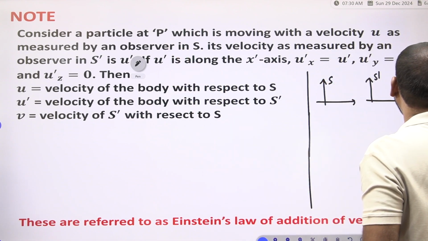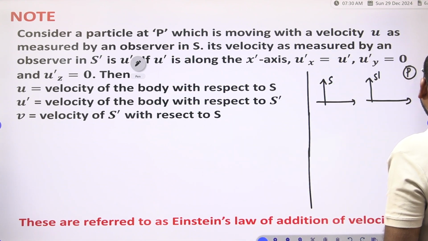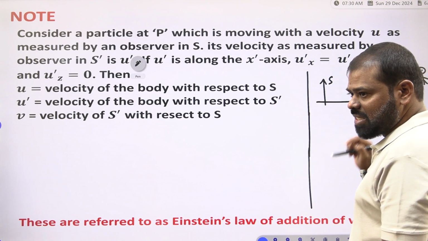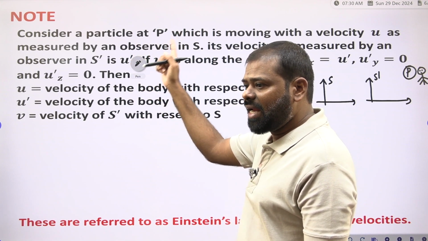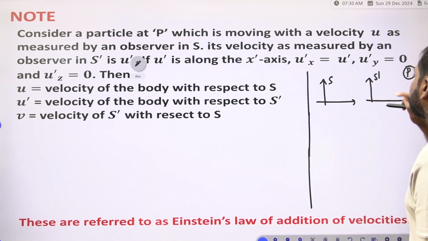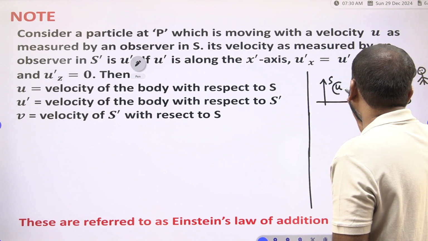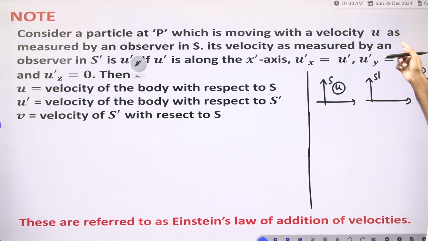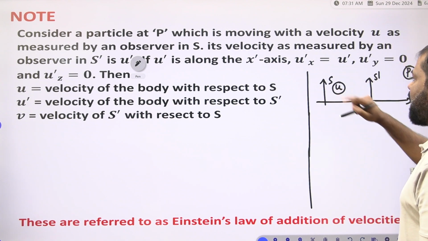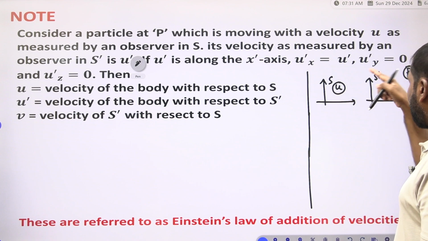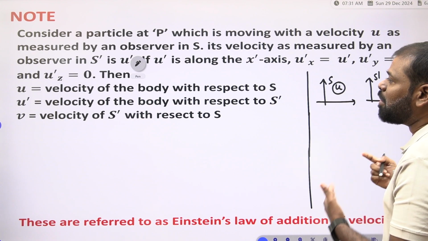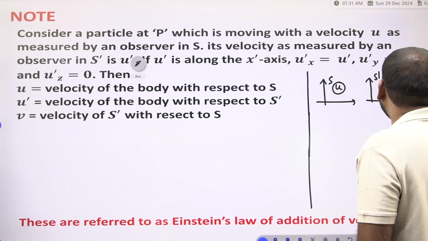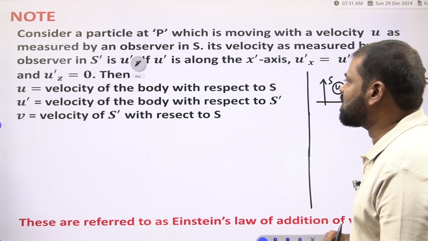Consider P, you have to take one point, one person is sitting here. That person is observing. Consider a particle at P which is moving with velocity u as measured by an observer in S frame. This person is measuring in S frame. What is that velocity? u. Its velocity as measured by an observer in S dash frame, what is that velocity? u dash, right?